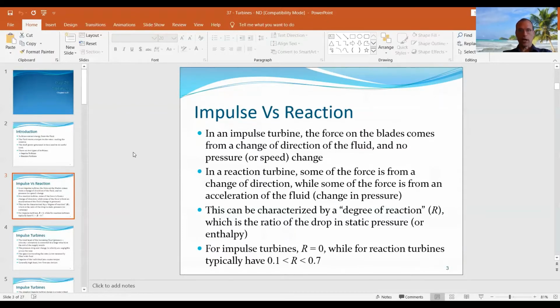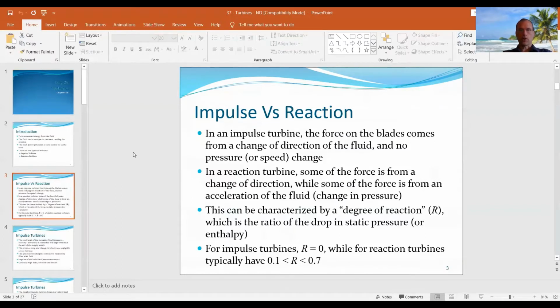In a reaction turbine, you have both. You have a change in direction as well as a change in speed. So the fluid comes in fairly fast, and then as it hits the blades, it not only changes direction, but also slows down. So it extracts a bit more energy out of it that way.